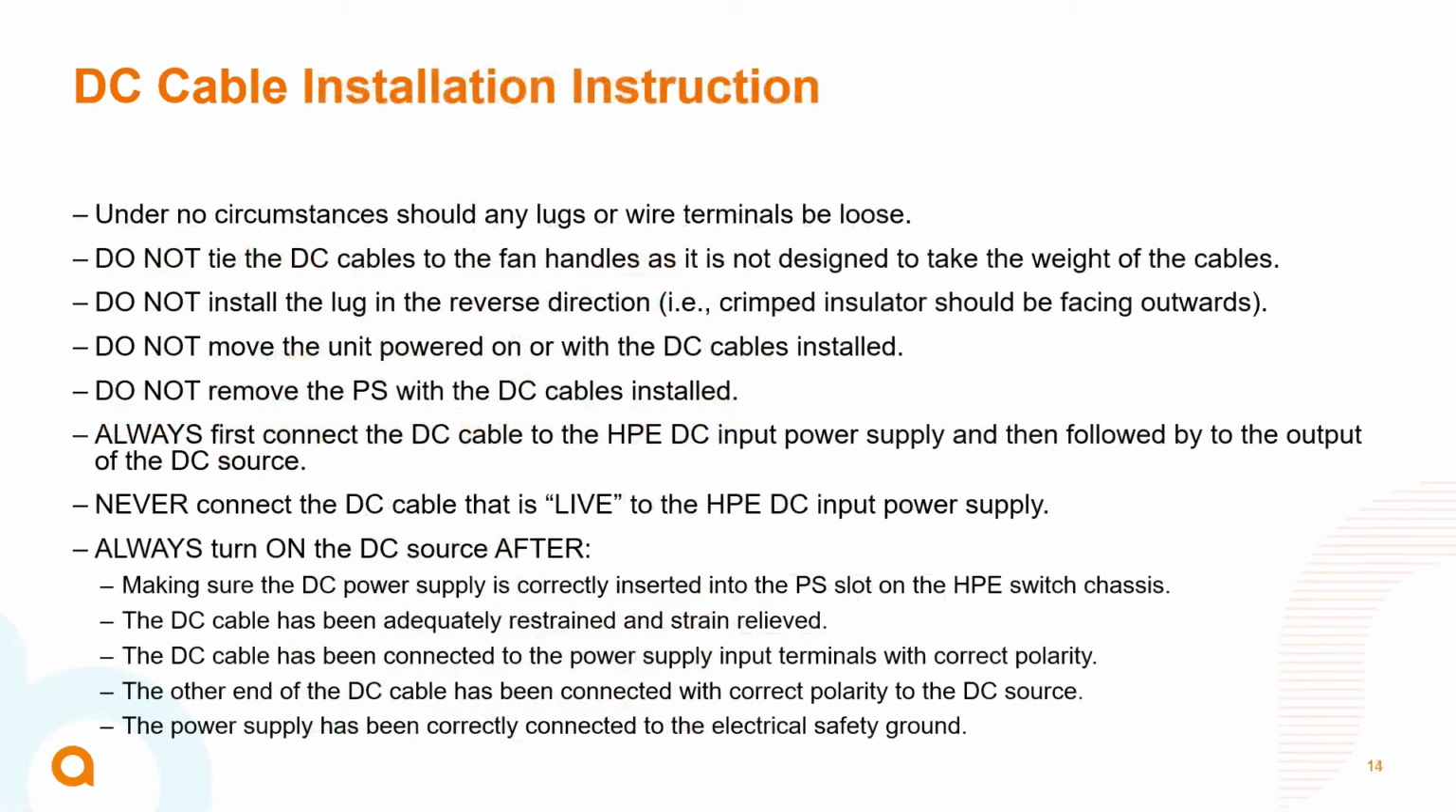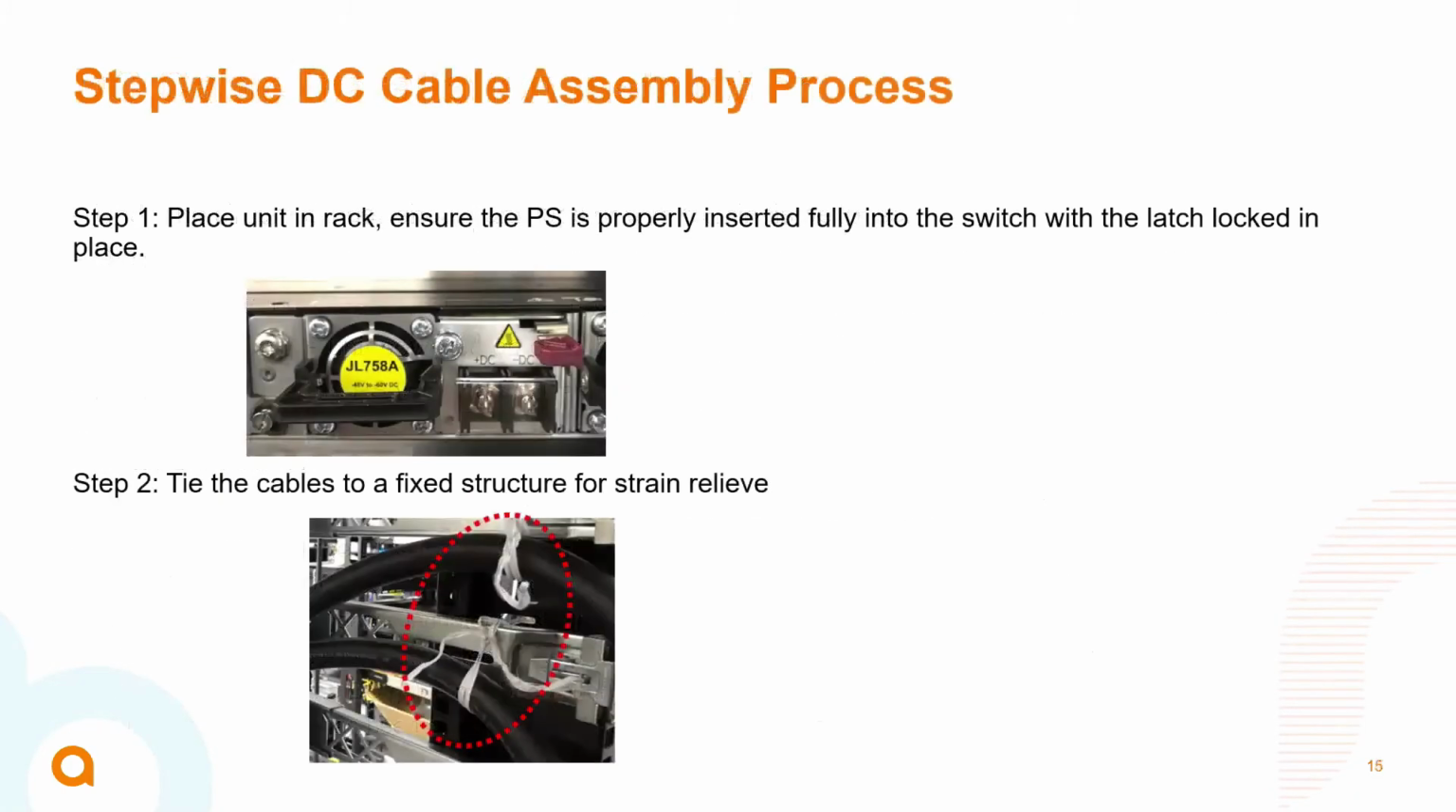So this is what you should not do. I don't want to read everything. When somebody is on the site, just paste this to him, let him read, and then start installing. What are the steps he has to start with? This is the first step he has to do. He has to install the DC power supply as soon as he reaches the site and connect the DC power supply onto the Aruba 6300M platform.